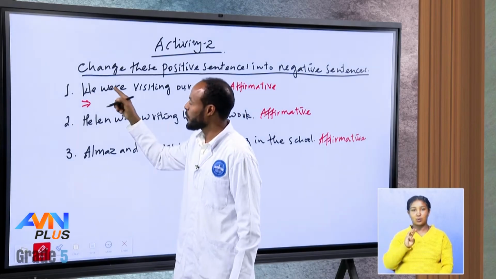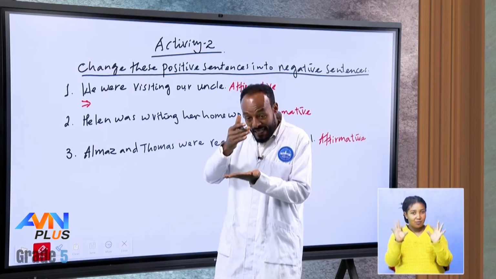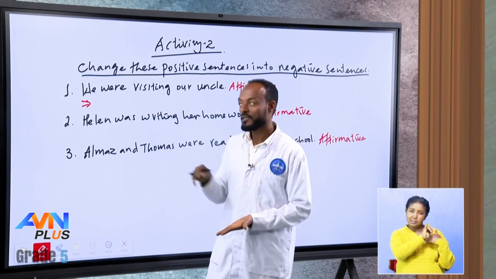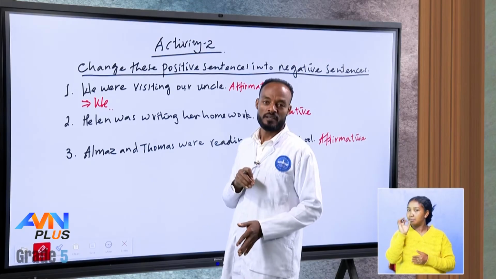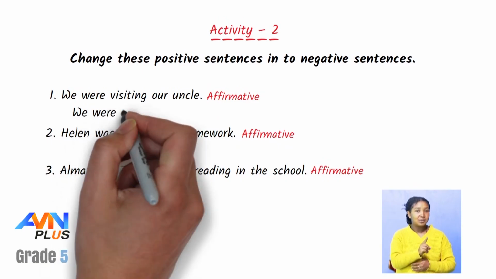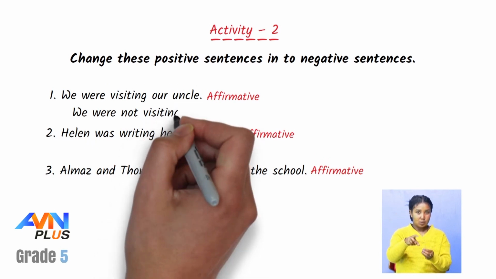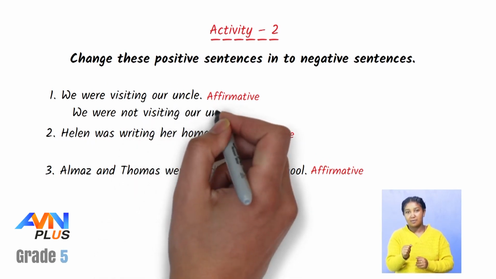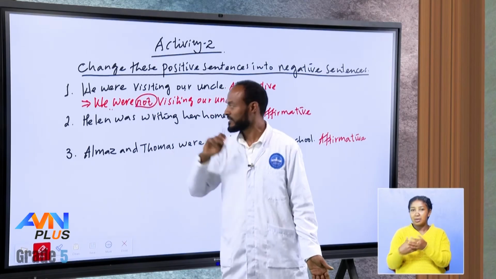Look, we were. Since we are changing into their negative forms, the subject should be in the same place. So we have to say what? We. Then the verb to be should also be there. It may not be changed. Okay? We were. Then plus what? Negative marker, not. We were not, or we weren't is possible. Visiting our uncle. Look, I changed this one into negative by simply adding not here.